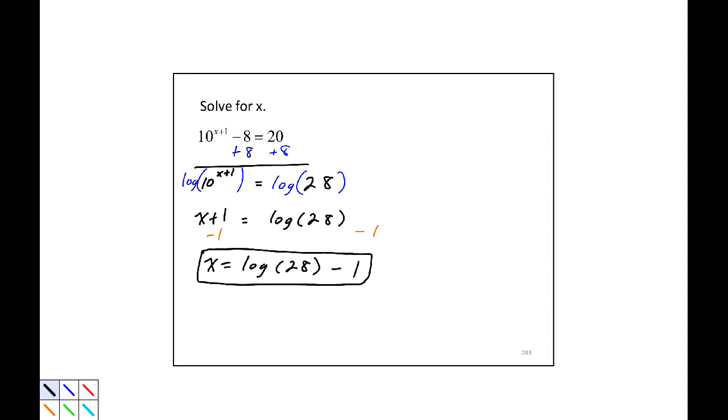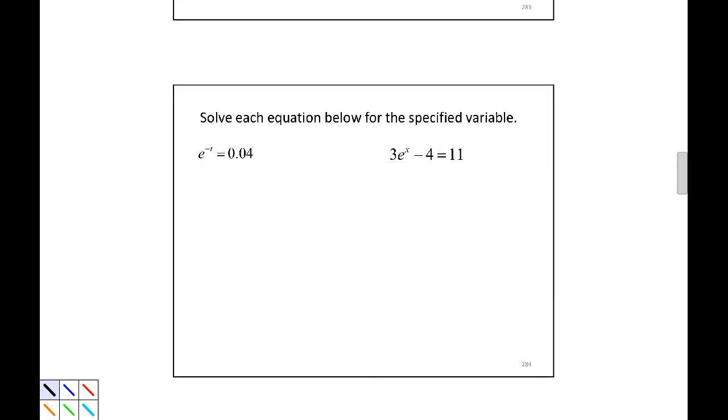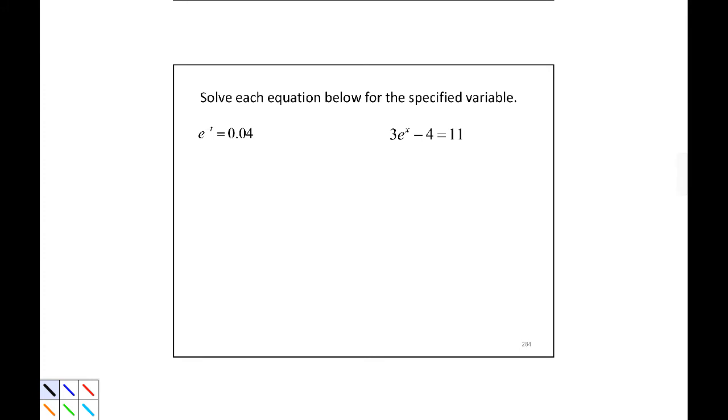Now I haven't done this yet, but I really should be taking my results for x and putting them back in the original equation and seeing if they are indeed solutions. All of these we've had so far are solutions. I've checked these. For our next examples, we have: solve each equation below for the specified variable. We have e to the negative t, that's our exponent, equals 0.04.